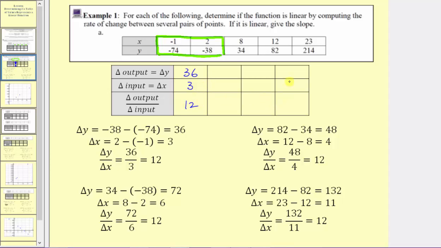Now as we continue on, if the rate of change in this last row is always 12, then we'll say this table is a linear function. If we get a rate of change that's not 12, then the table would not be a linear function.